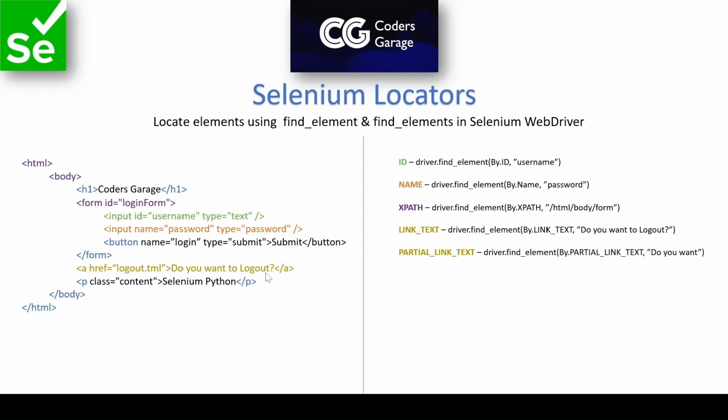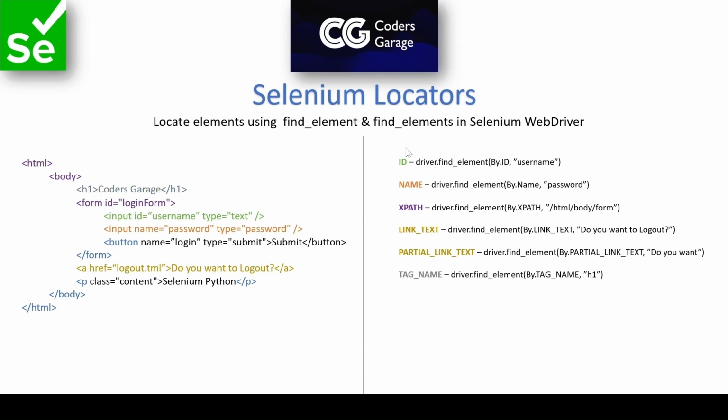In case you want to identify the anchor tag with partial text, then we can use the partial link text. Like the link text method, we can call the partial link text method in the By class, then provide the partial text to identify. The next locator is tag name.